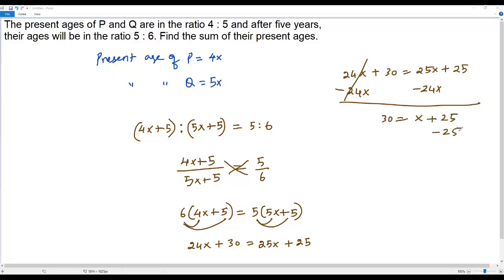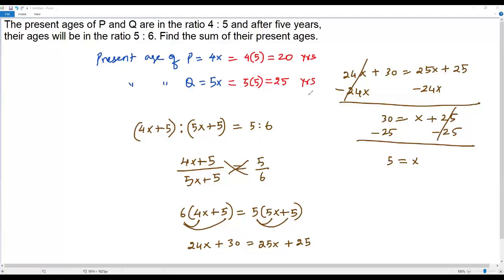Now let's subtract 25 from both sides. When I do so, the +25 and -25 cancel out. 30 - 25 becomes 5. So I got x equals 5. Now I have the value of that number x, that is 5. Now we can plug in x = 5 to get the age of P. When I plug in x = 5, that is 4 times 5, which is 20, and 5 times 5 is 25. The age of P is 20 years and the age of Q is 25 years.